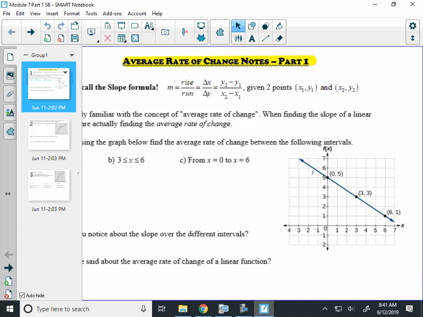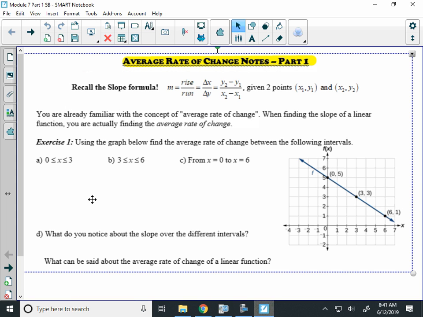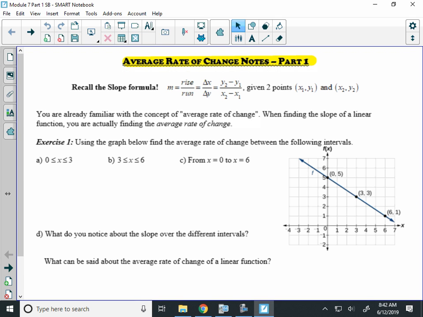Module, part 7, which is average rate of change. We're going to start with part 1, which is talking about rate of change from a graph, and then part 2 will be rate of change from tables and equations. So the thing we need to know is the slope formula. The slope is rise over run, or the change in y over the change in x. So y2 minus y1 over x2 minus x1 when you're given some points.